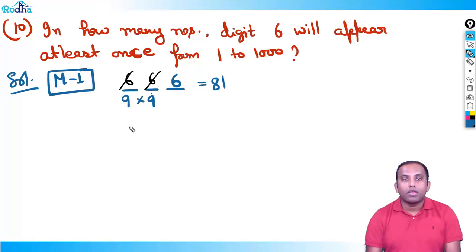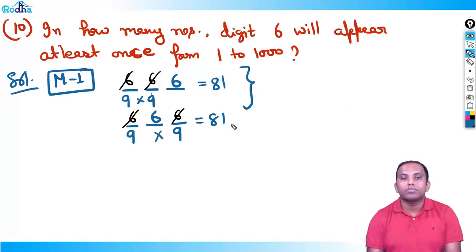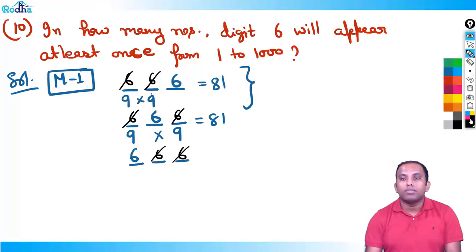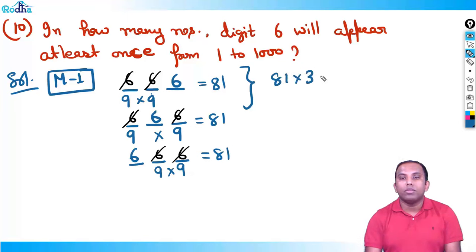Again, I should directly write how many numbers are required. Suppose 6 is at the middle place, and at the first and third place I don't want 6. So for the first place 9 options, for the third place 9 options, so 9 into 9 is 81. Now 6 is at the hundreds place, and it should not occur at the middle or the last. Out of 10 options, one is gone, so again 9 and 9, 81. So total 81 into 3 is 243.